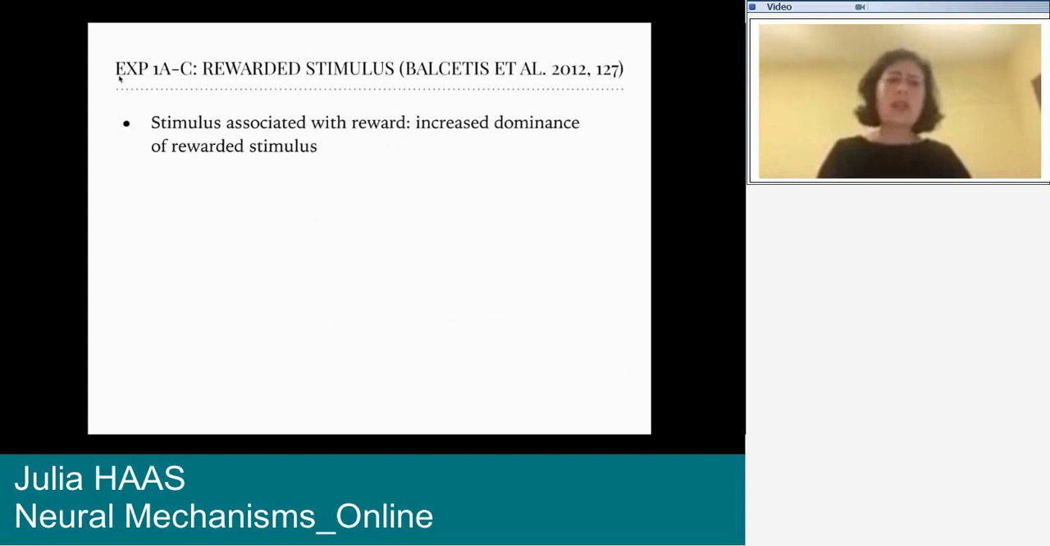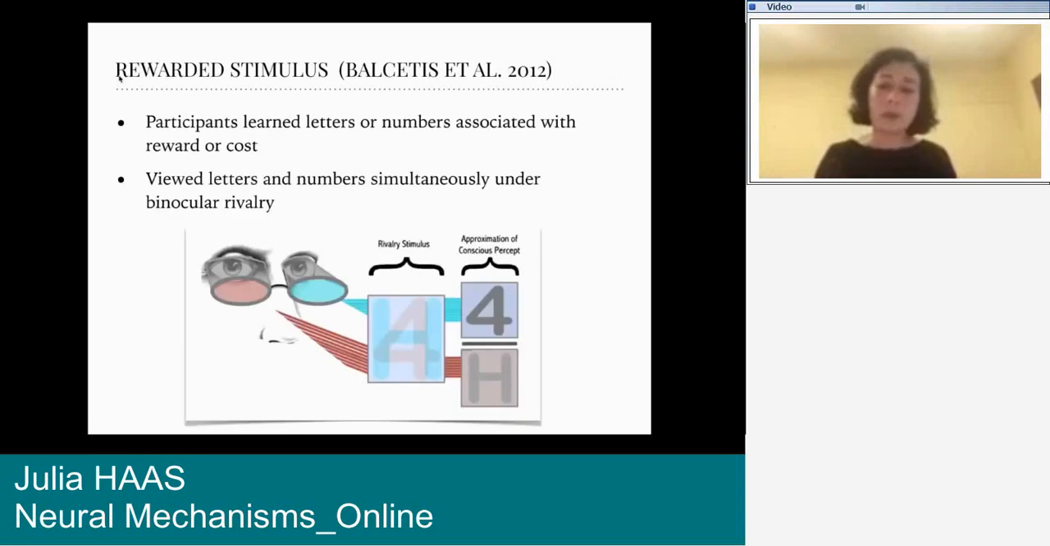or not? So in the first couple of experiments, Emily Balcetis and colleagues studied the effect of rewarding a stimulus. The general finding here is that yes, a rewarded stimulus results in increased perceptual dominance, but what I want to show you is how the experiment works. They asked participants to learn that numbers or letters are associated with rewards or costs. Just for ease of use here, we'll say that letters are associated with rewards and numbers are associated with costs. Of course, they varied this randomly in the actual experiments. They trained participants to make these value associations, then trained them how to report what they saw in binocular rivalry, and presented them with the percepts they had been trained on.